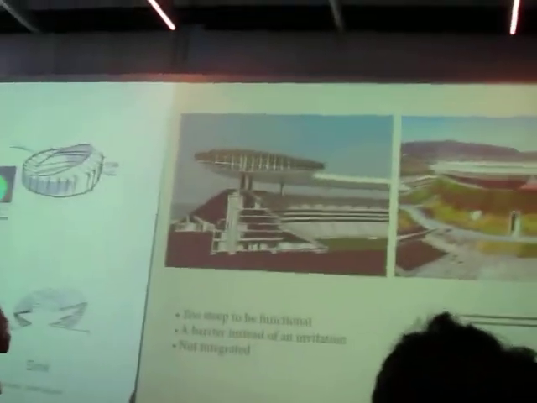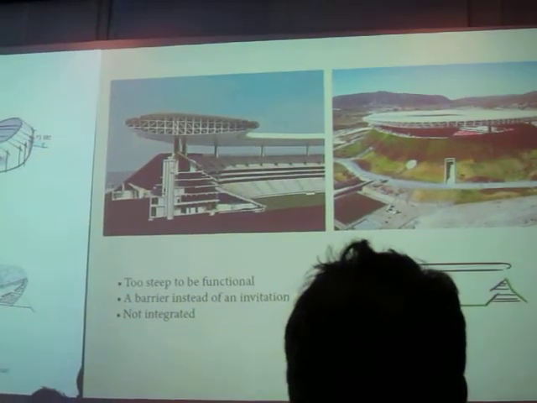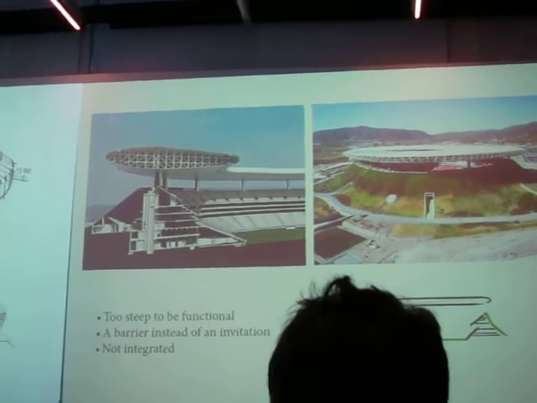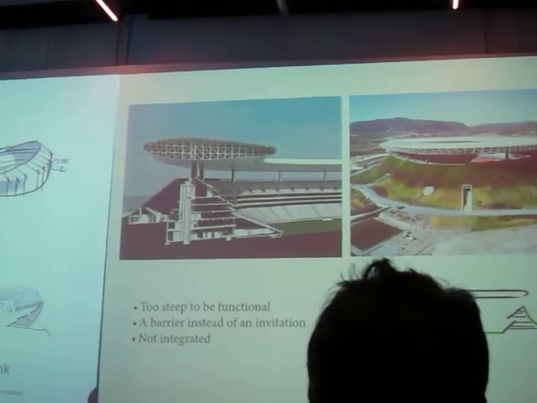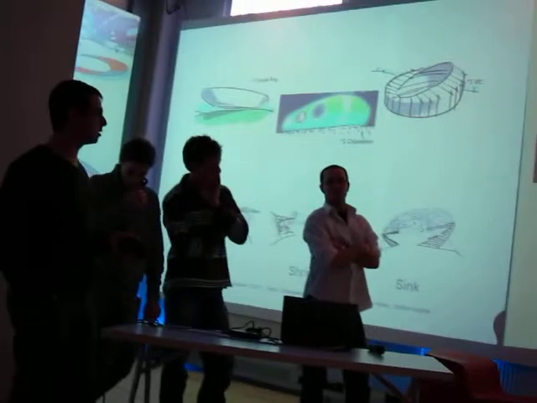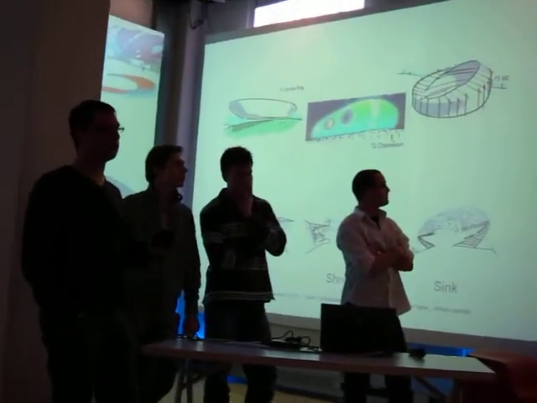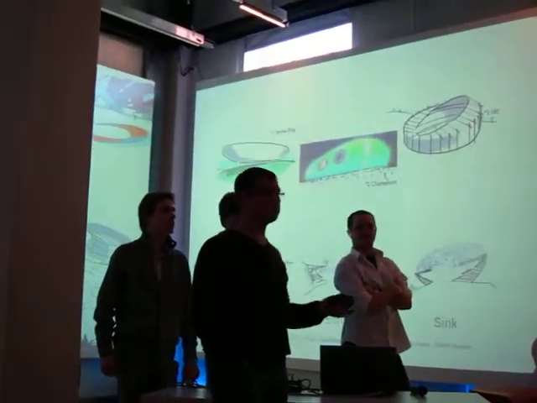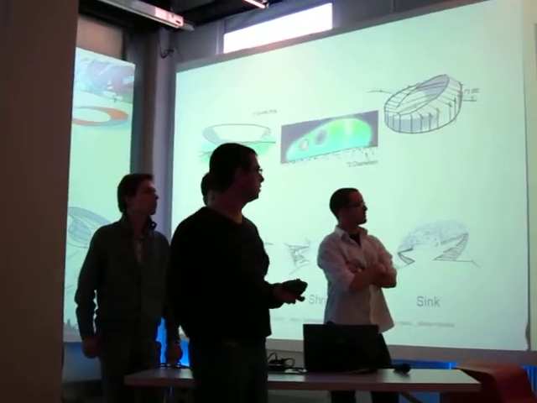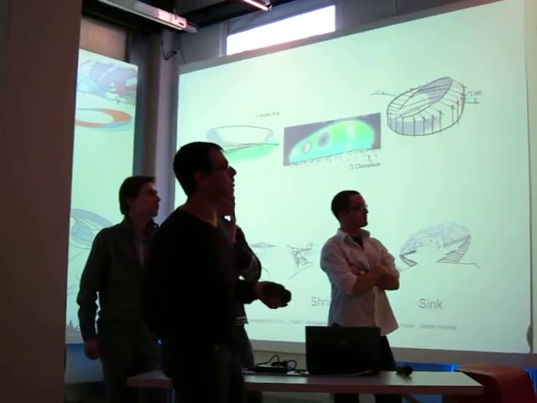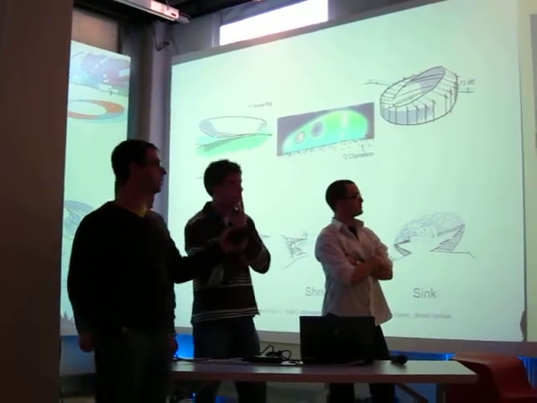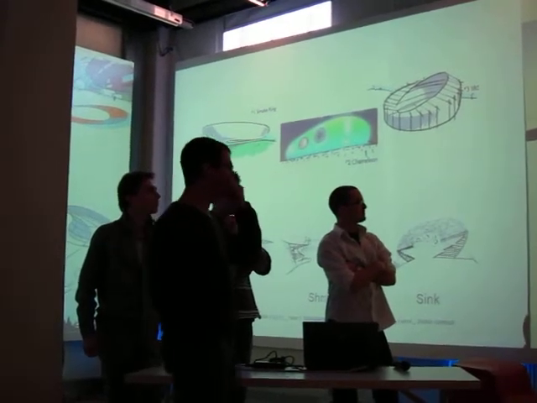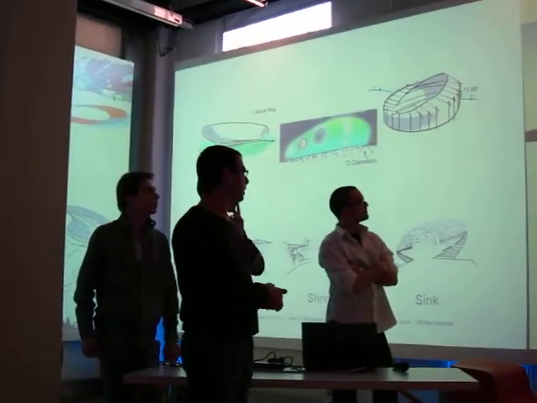For our first proposal, we found this precedent. This is actually called the volcano. And we came to the conclusion that it would not fit us so well, because first, the slope is too steep to do anything in it. It's just a sculpture. It's a barrier instead of the invitation we wanted to create. And it's not an integrated approach. So we discarded that.